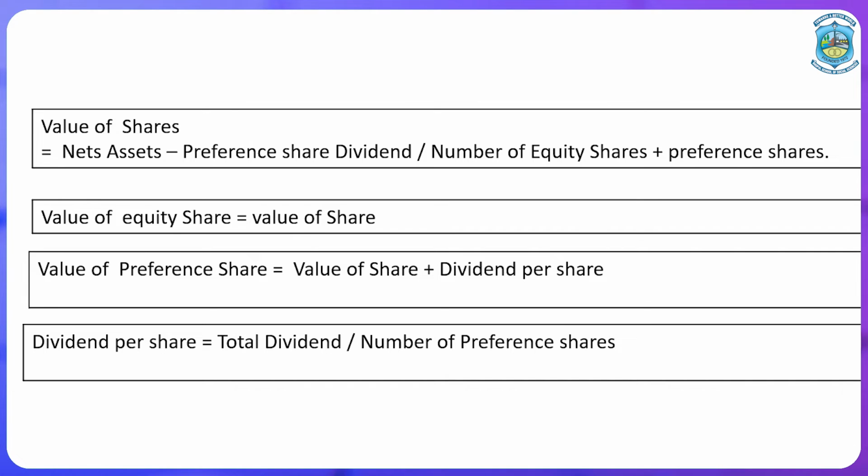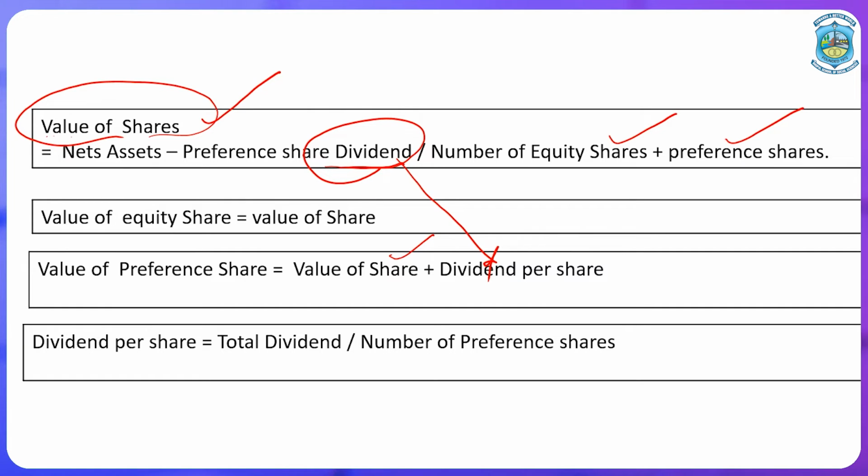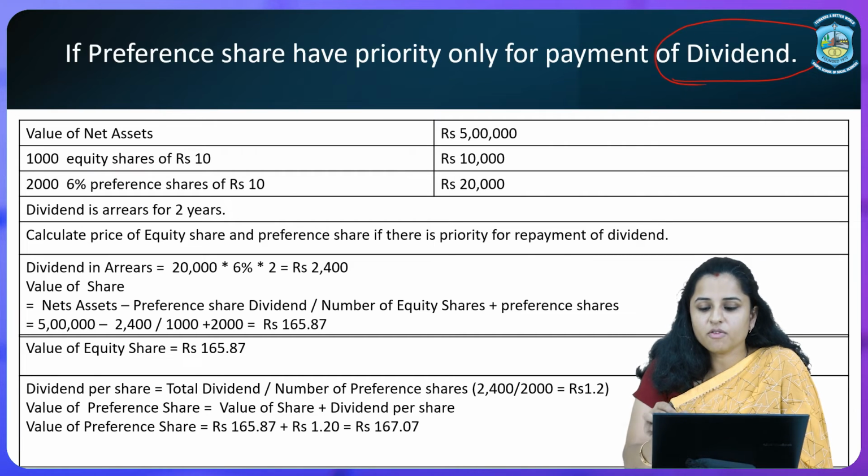So what you are going to do is, you will calculate value of share as net assets minus preference share dividend divided by number of equity plus preference shares. Then the value of equity will be equivalent to this value of share, whereas for value of preference share you are going to add value of share plus this dividend, which also belongs to preference shares. So this dividend you are going to calculate using a formula, which is total dividend divided by number of preference shares. You will understand this better when we move forward to the example.